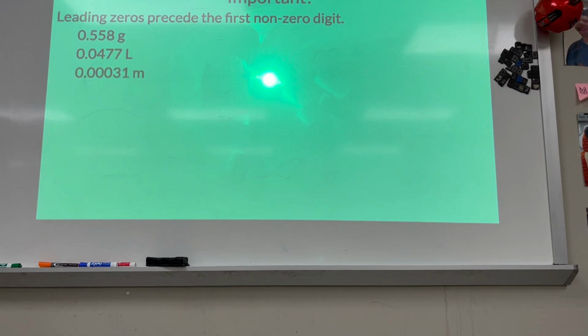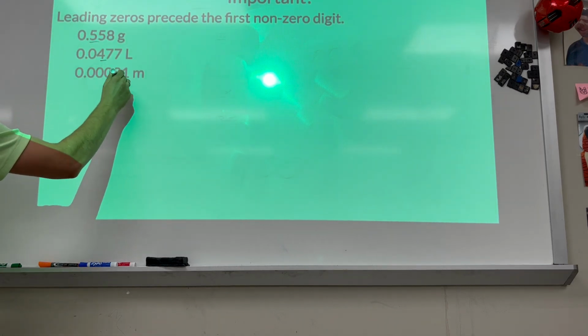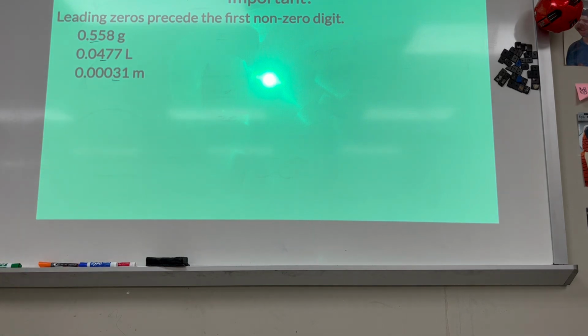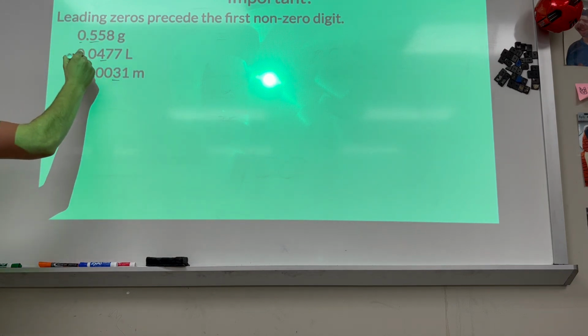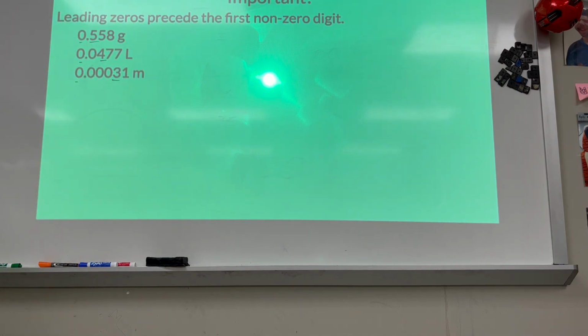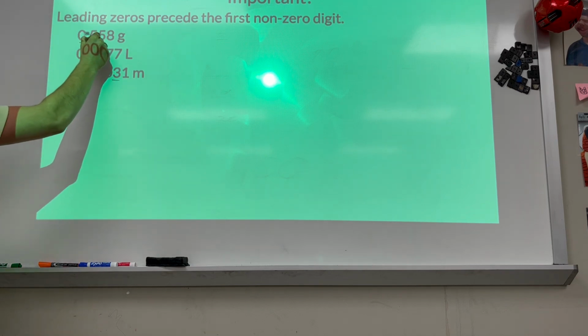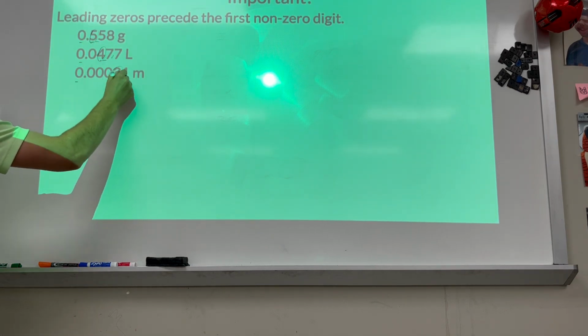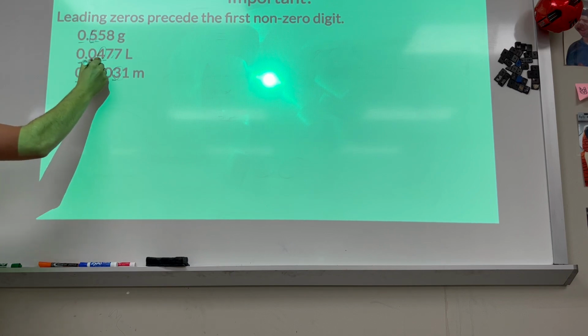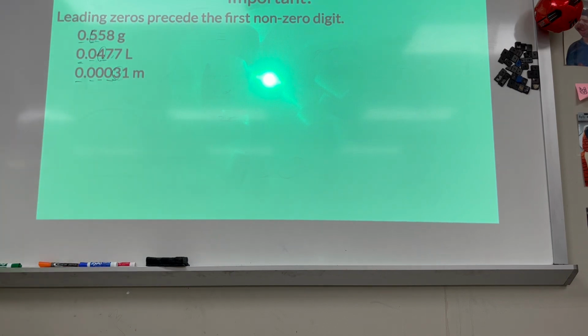Okay, this is gonna confuse people, so I'm gonna try to tell you ahead of time. Leading zeros precede the first non-zero digit. I don't care where the decimal point is. Some people think that only these are the leading zeros because they're in front of the decimal place. That's not what leading means. Leading means it's in front of the non-zero digit. So this is a leading zero, that's a leading zero, that's leading. They are all leading, they are not significant, they're just placeholders.